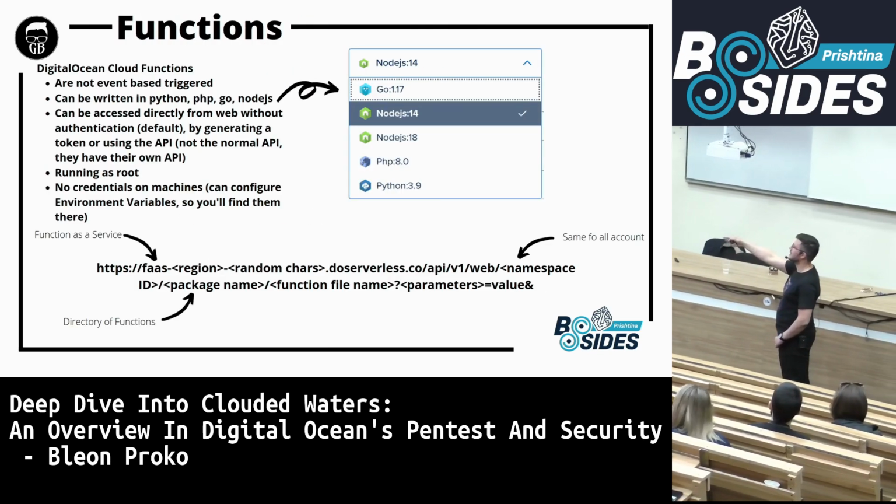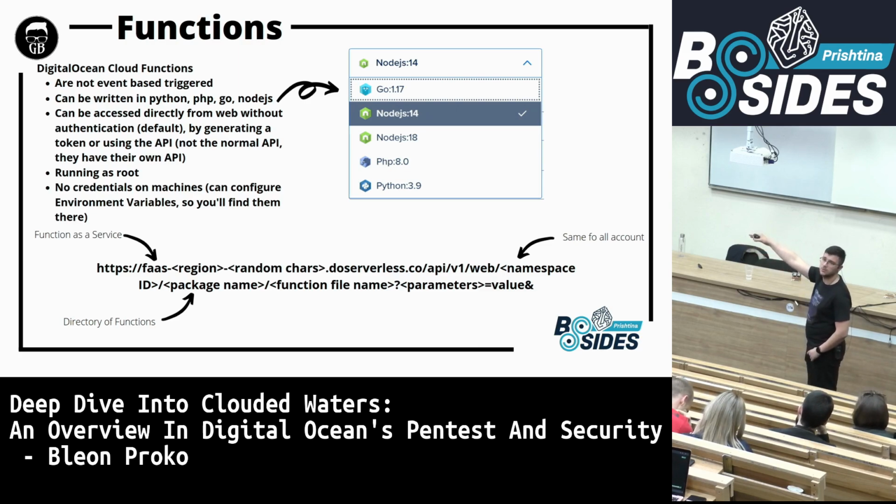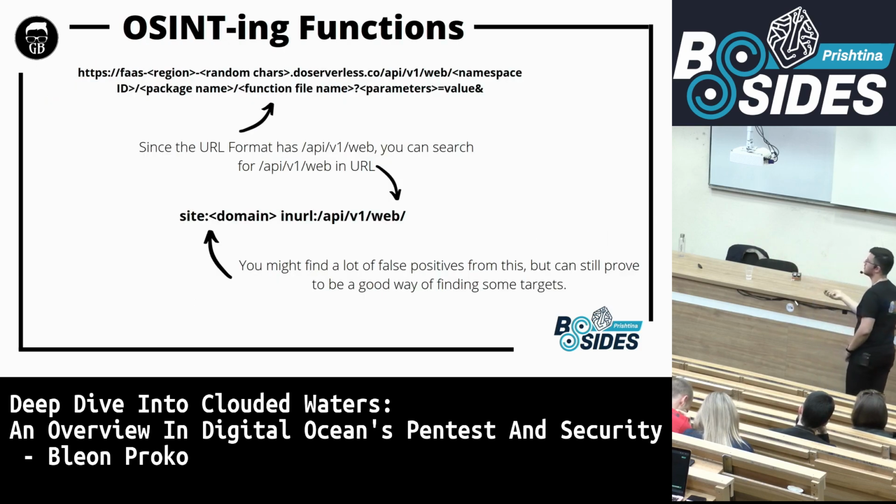You can also access this using their own API key or publicly without a key. By default, you can access that without a key. So if you find the URL, you will be able to execute the code. That's another reason why you should look for that.